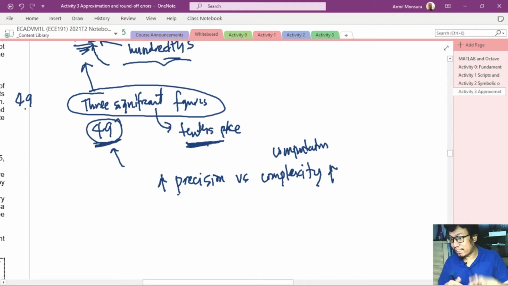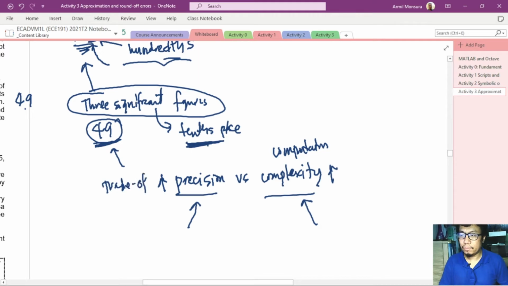So, merong certain balance between this and this. That is, you would be obtaining your desired precision, but at the same time you would not make your computer compute so much. So there's a balance between these two. So trade-off yan. We call this a trade-off.